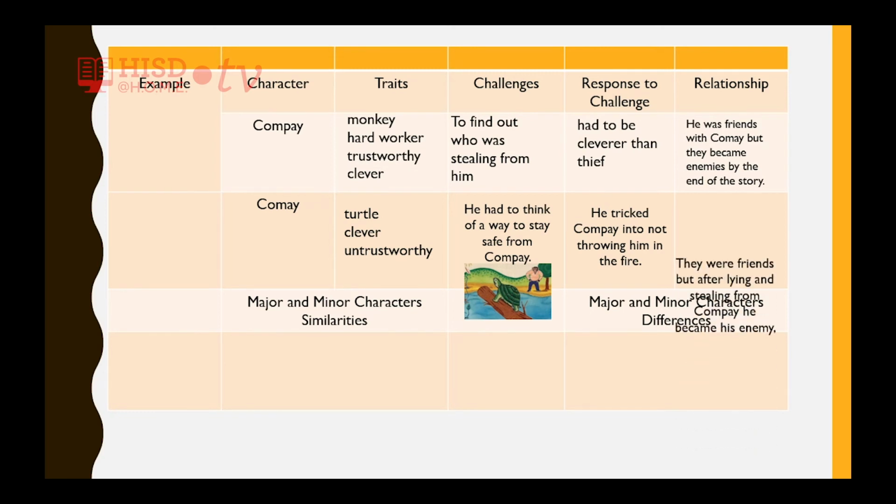We could describe their relationship as they were friends. After lying and stealing from Come, he became one of his enemies. Or he became his enemy.